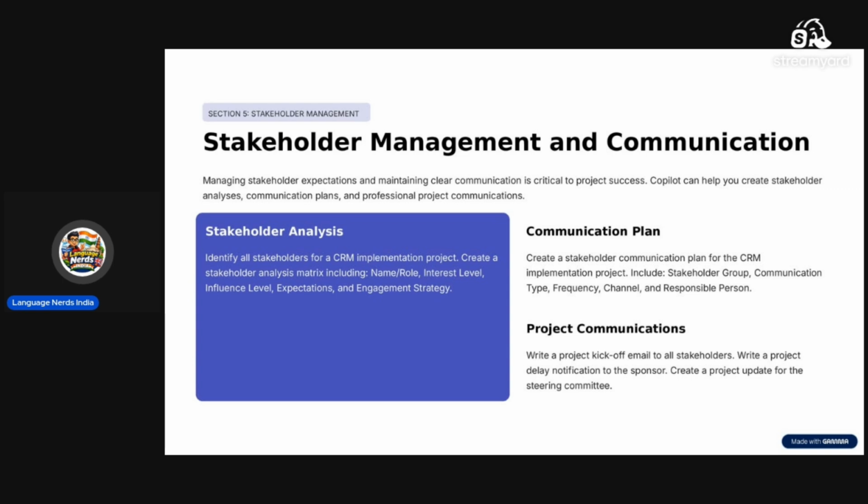Let's look at example prompts for communication plan and project communications. For communication plan, you could write, create a stakeholder communication plan for the CRM implementation project. Include stakeholder group, communication type, frequency, channel, and responsible person. For project communications, you could write a project kickoff email to all stakeholders, write a project delay notification to the sponsor, and create a project update for the steering committee.